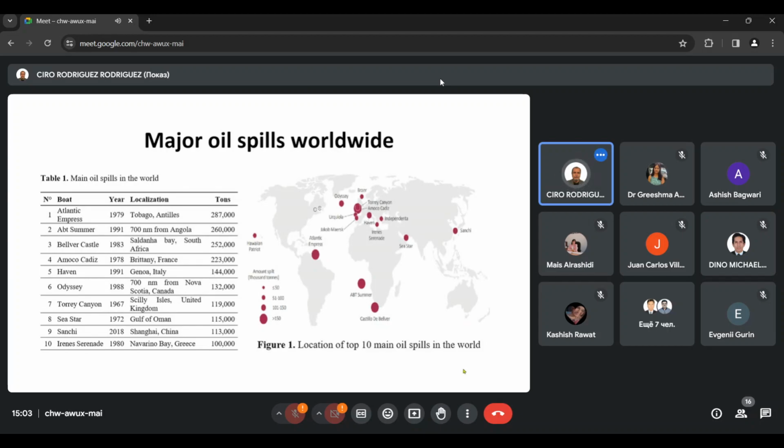So there are major oil spills in the world, for example, the Atlantic Express and ABT Summer. The most recent was in 2018, the Sanchi in Shanghai, China, with 113,000 tons spilled on the sea. As we see in the map, spills occur in different parts of the world, damaging the environment.